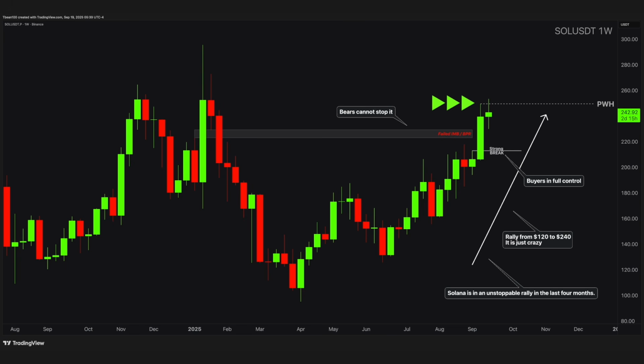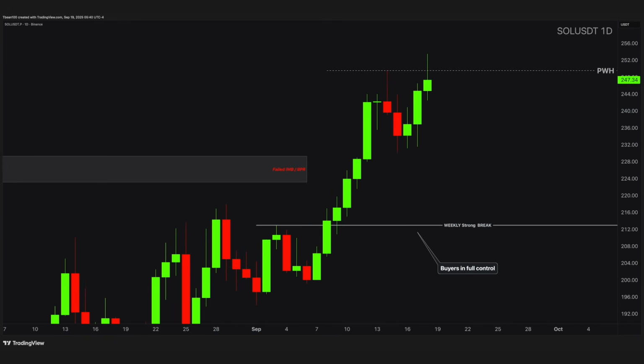Now let's switch over to the daily chart and take a deeper look. If you carefully examine the daily chart, you will notice the imbalance zone here. That's the last area where price reacted before making this sharp and powerful move upwards. Just like on the weekly chart, you can see another very strong daily breakout to the upside. So at this point, we can confirm that on both the weekly and the daily charts, the market is fully under bullish control.